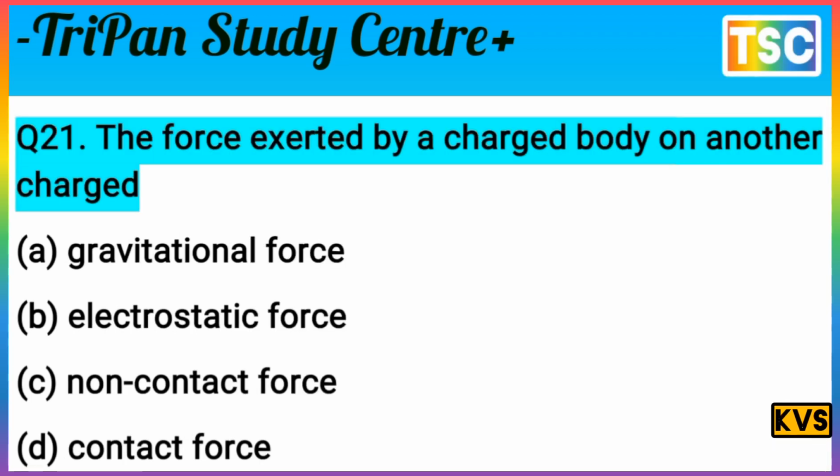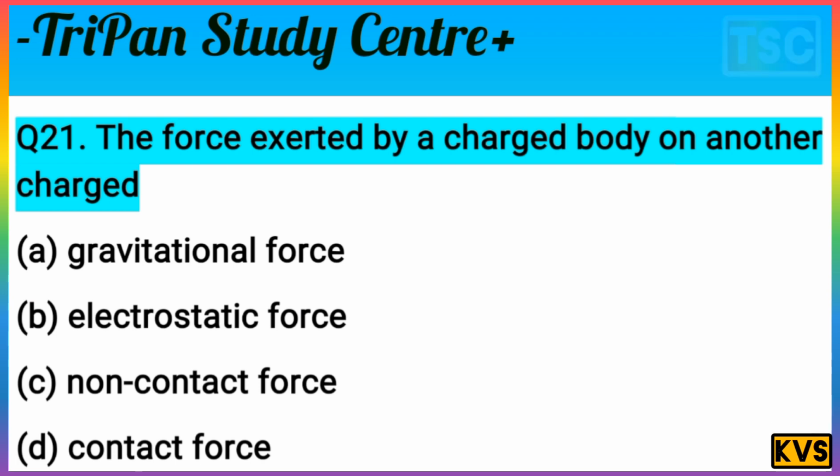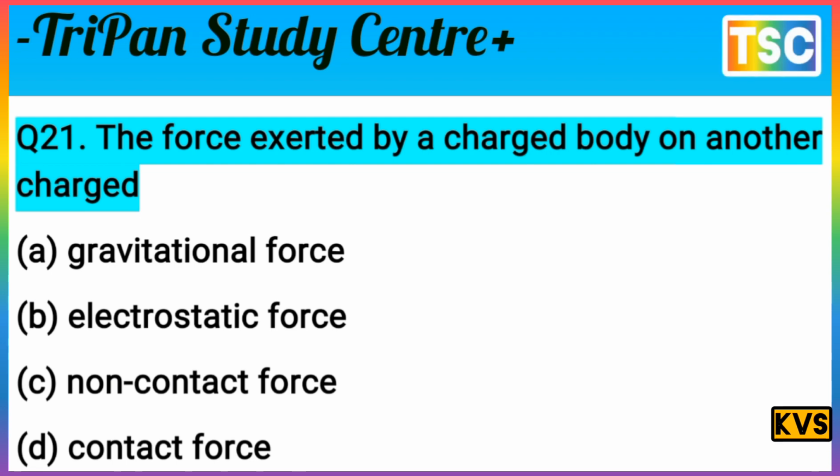Next question on your screen. The force exerted by a charged body on another charged body. A, gravitational force. B, electrostatic force. C, non-contact force. D, contact force. The question is clear. But first of all, choose the correct answer and write it in your notebook. Let's see what the correct answer is.